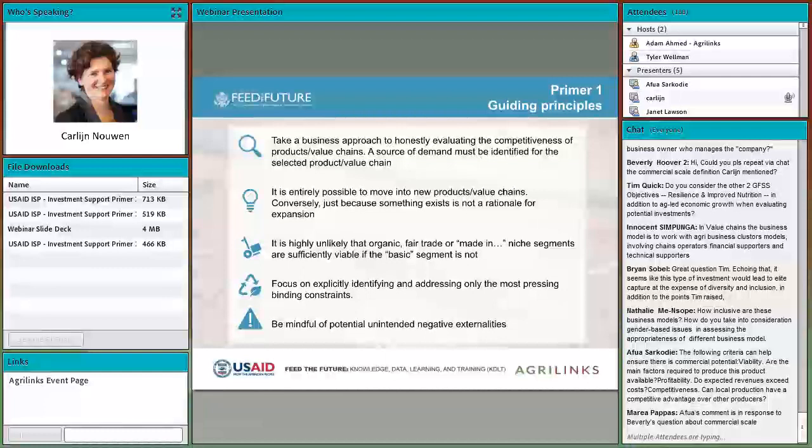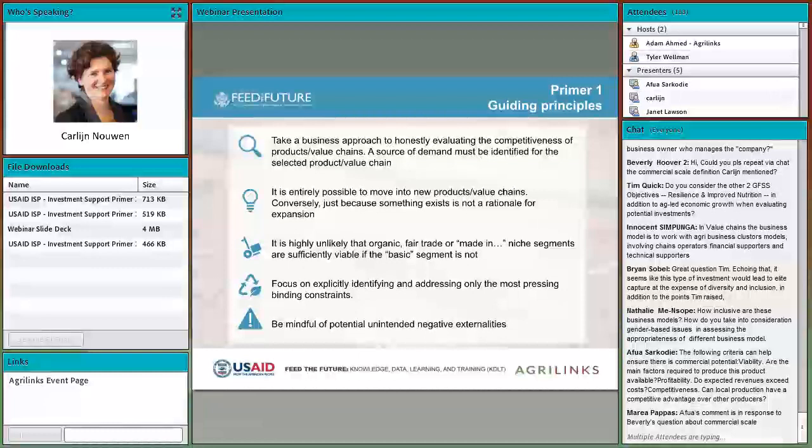Also very important to focus explicitly on only addressing the most pressing binding constraints. Private sector actors can solve for a lot of things themselves and can make a lot of things work. So it's not necessarily needed to do a full value chain analysis and identify all things that could possibly be resolved to make it better. It's important to solve the one or two things that really stand in the way of this being viable, and then the market can solve for a lot of things itself.